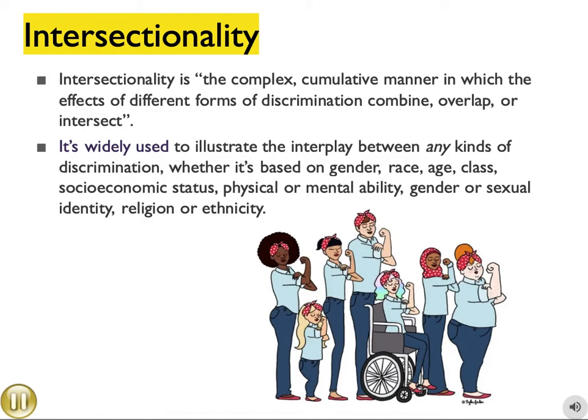An intersectional analysis considers all of the factors that apply to an individual in combination rather than considering each factor in isolation, something we've looked at in education. The OED Online Dictionary defines it as the complex, cumulative manner in which the effects of different forms of discrimination combine, overlap, or intersect. To break that down, it essentially means that discrimination doesn't exist in a bubble. Different kinds of prejudice can be amplified in different ways when put together.